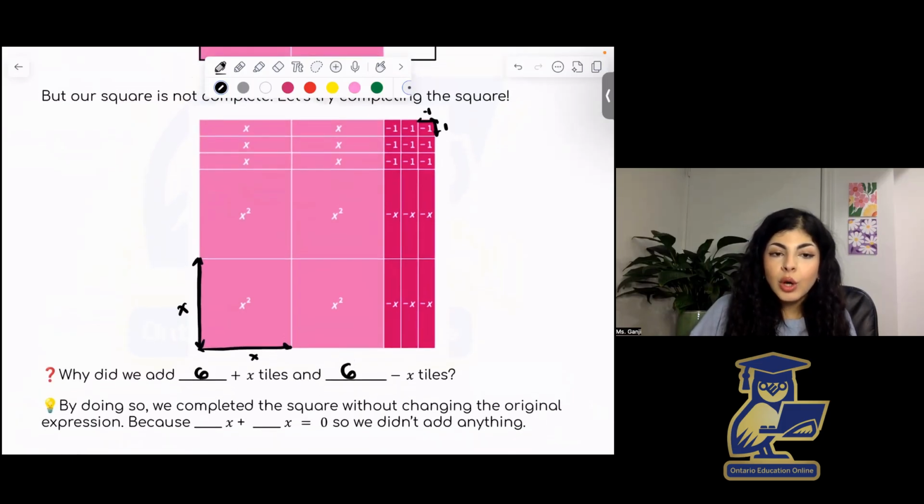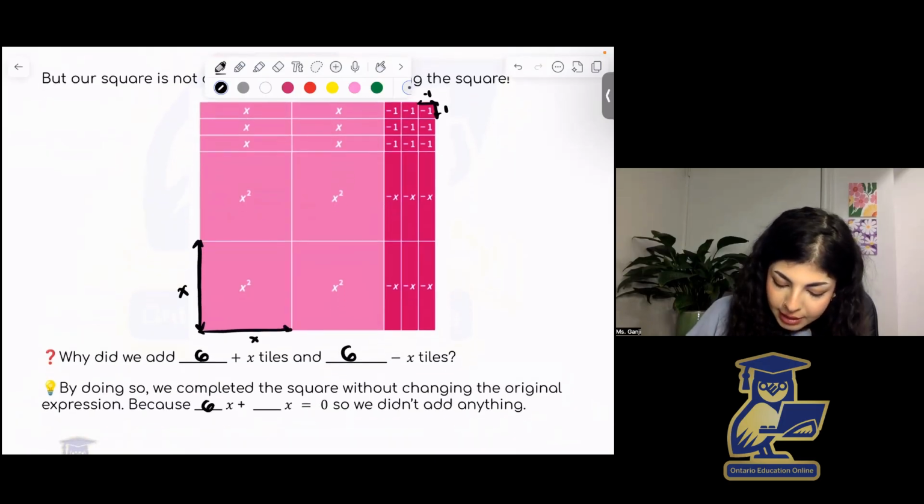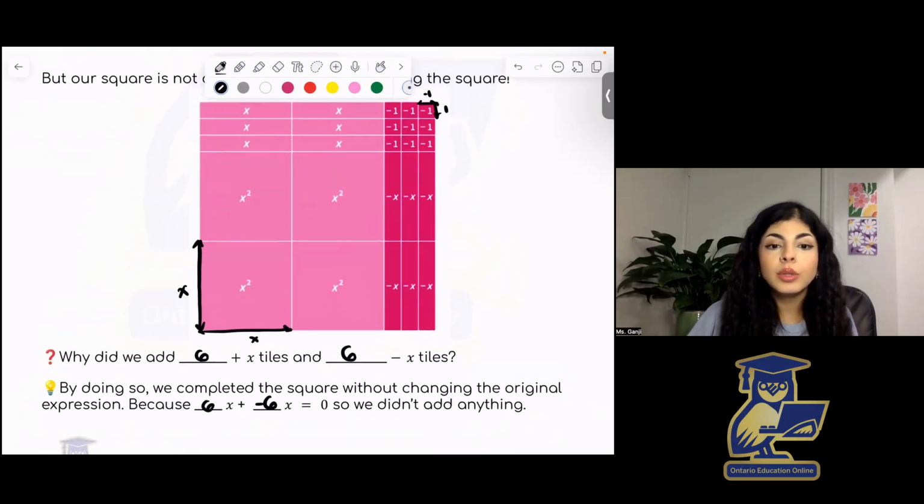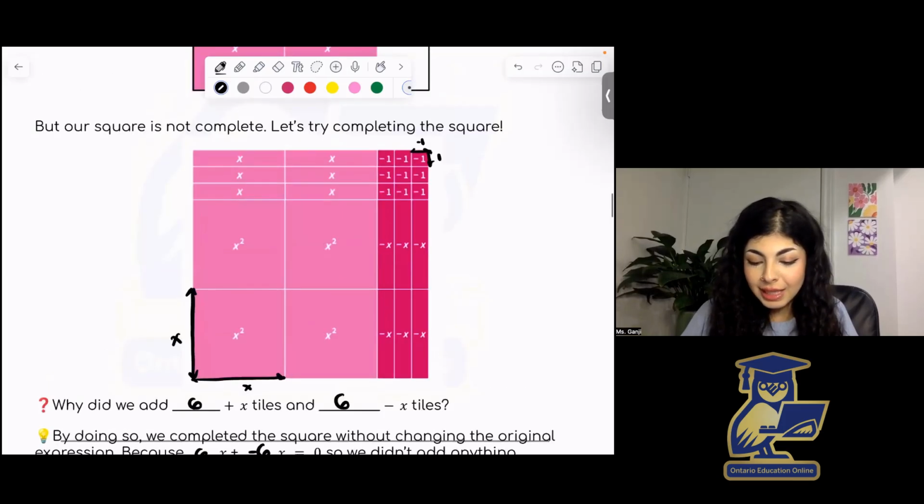By doing so, we've created a complete square without changing our original expression, because 6x and -6x is equal to 0. So technically we didn't add anything, although in our visual diagram it looks like we have added 12 additional rectangles. The positive x and the negative x actually cancel each other out. So again, we haven't added anything. This is the same as this shape.